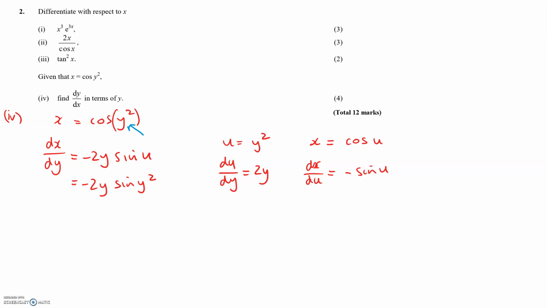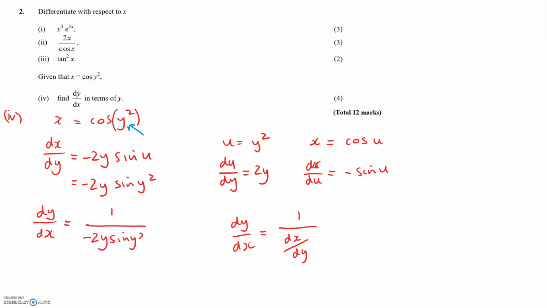So this is dx dy, but the question wanted you to find dy dx and in terms of y. So we can leave it in terms of y, and to find dy dx, we can just flip dx dy upside down, or reciprocate it. So dy dx is going to be 1 over all of that. If you like, you could just put the minus on the top. So it could look like that as well. So that's part 4.